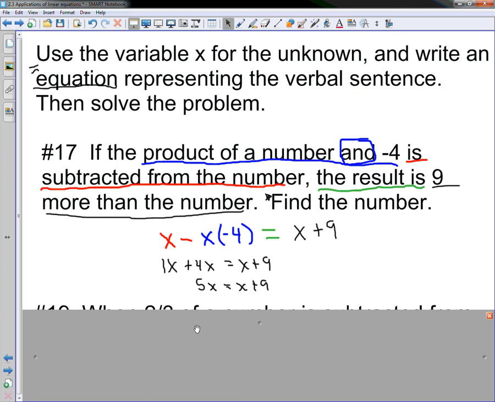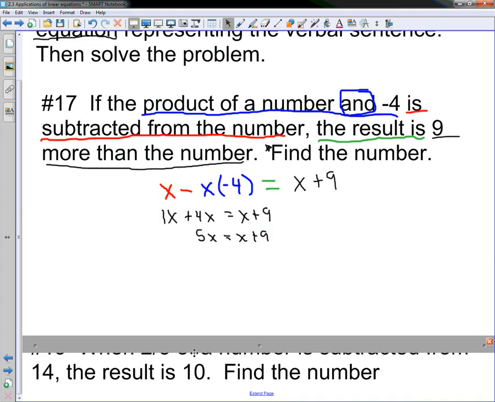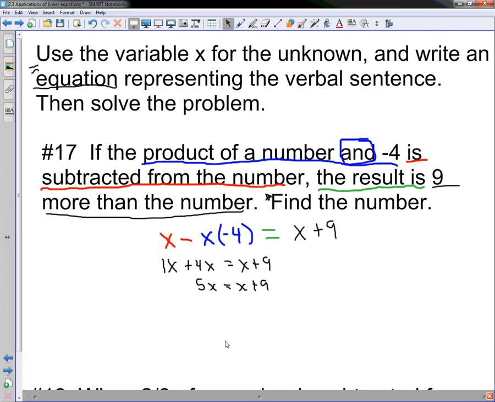Looks like I'm running out of room a little bit here, so we'll create a little more room. So we've combined our like terms here. Now we have x's on both sides. So we're going to subtract x from both sides. And that gives me 4x equals 9. And then to undo multiplication, we divide by 4. So that gives me an answer of x equals 9/4.